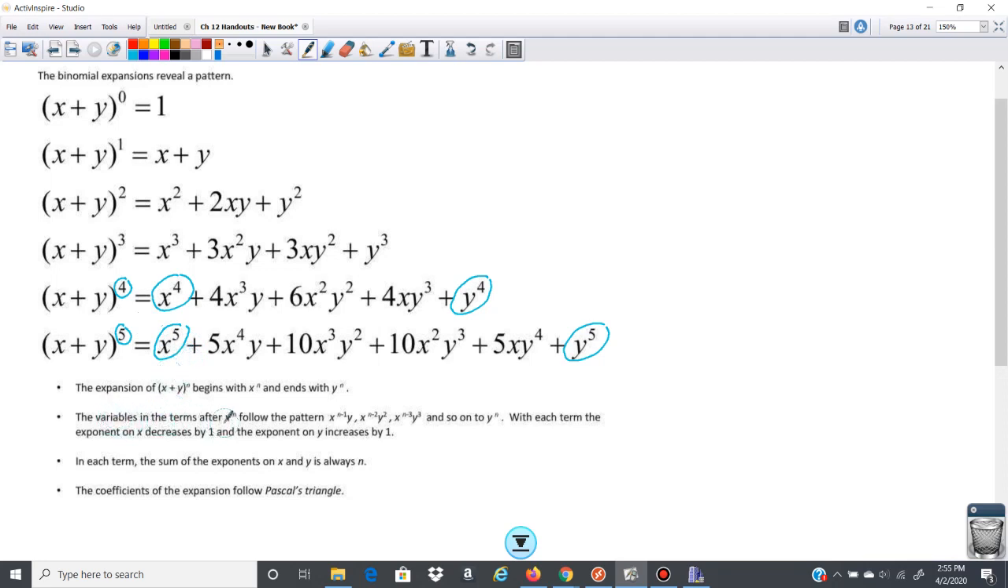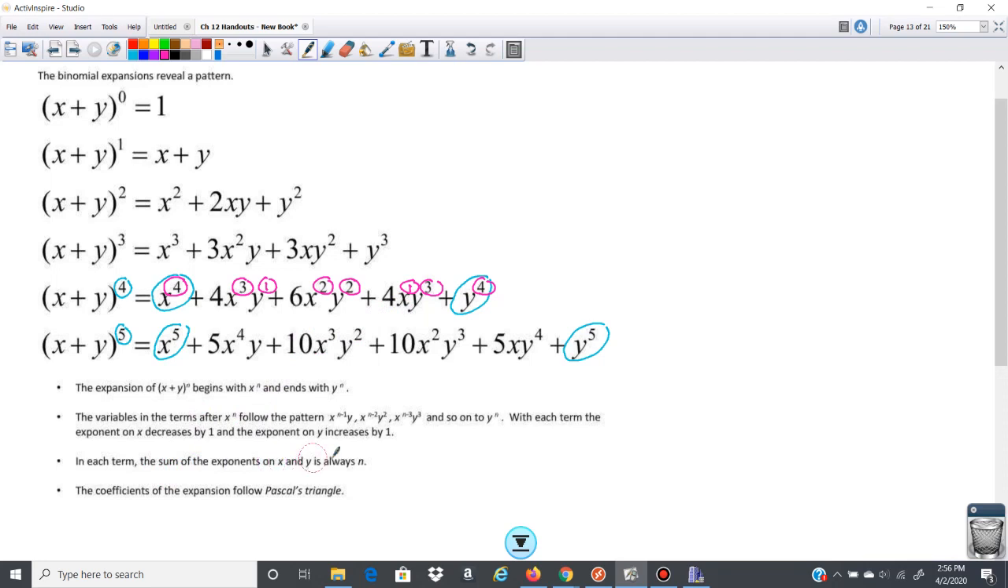The variables are going to follow a pattern. So if I look at my exponents, let's look at this. Look at the exponents just on the x. This goes 4, 3, 2, 1, and then nothing. So we're going to descend. Well, look here. There's nothing here for the y, and then this goes 1, 2, 3, 4. So you're following the pattern where your first term is going to descend, your second term is going to ascend.